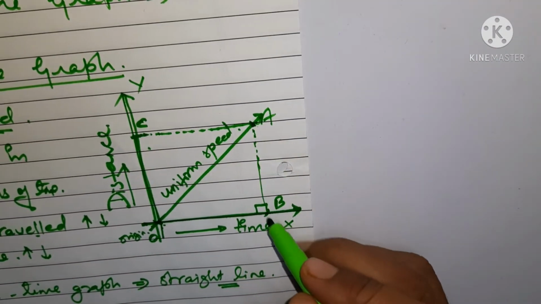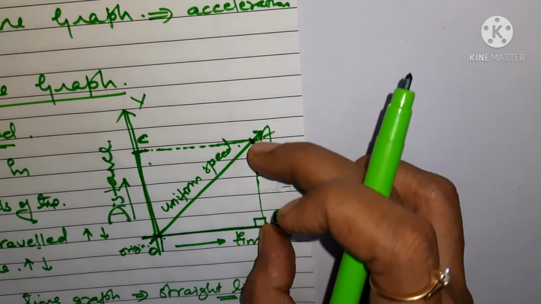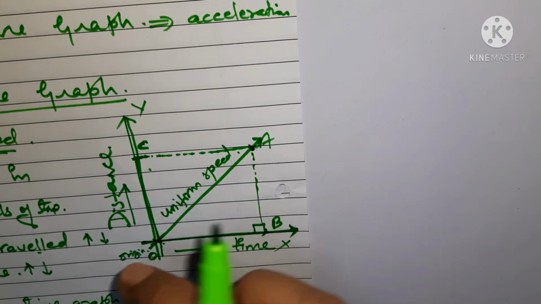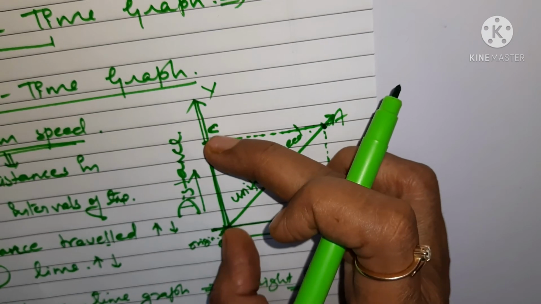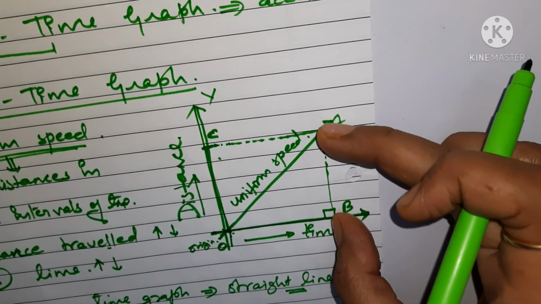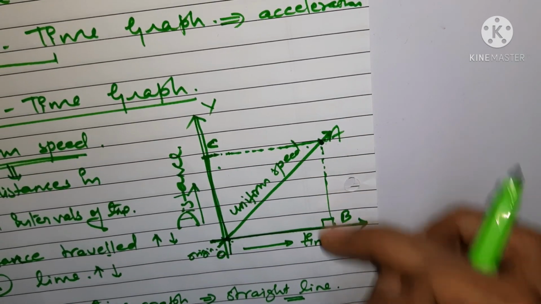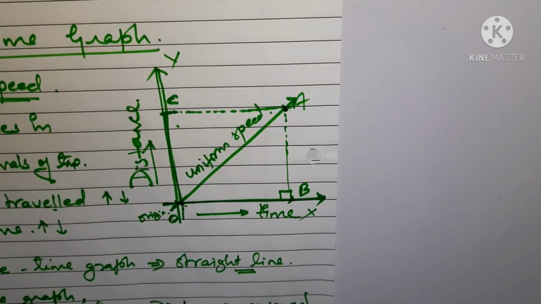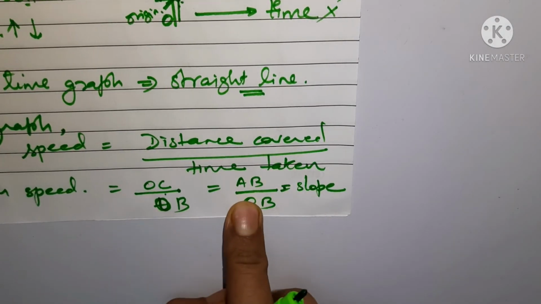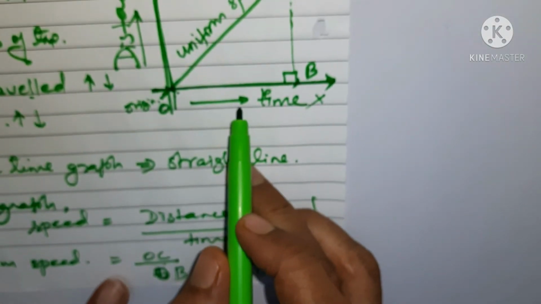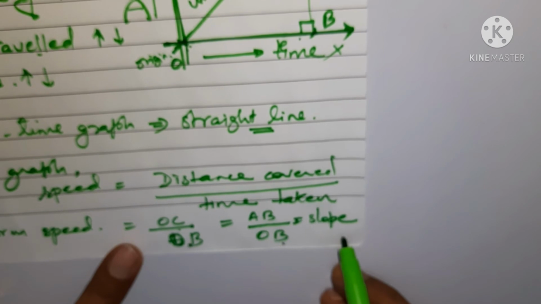Have you understood what we have done? We have taken the graph and dropped one perpendicular from the point where it has reached. Since it is a perpendicular, it is going to be parallel to this line, and so the distance covered here, OC, is equal to AB. So instead of writing distance covered as OC, we write AB. And time taken is OB. So AB upon OB finally gives you the slope.